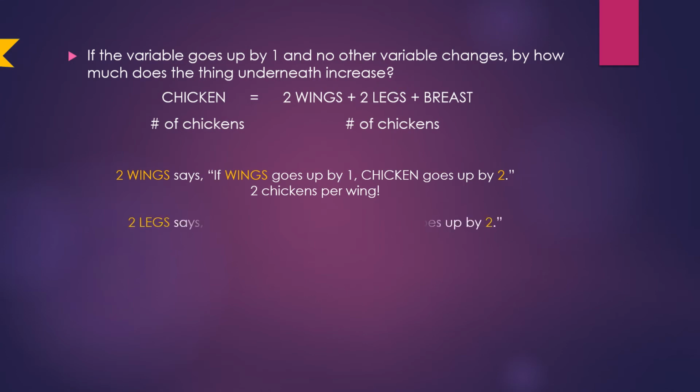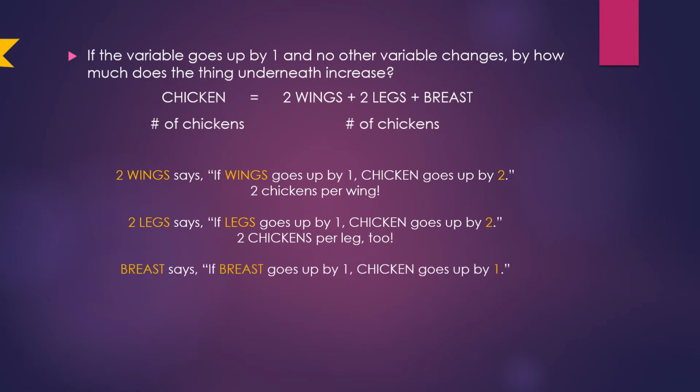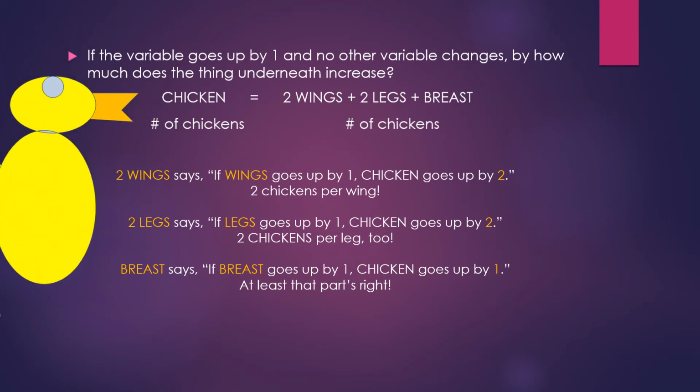We've got the same problem with 2 legs. The coefficient rule says that means that if legs goes up by 1, then the thing underneath, chicken, goes up by 2. Again, apparently every time we've got a leg, we've got 2 more chickens around. Breasts is a little bit different. If breast goes up by 1, the math says that chicken also goes up by 1, and that part at least is correct. But the rest of it's garbage, unless you happen to live in a place where chickens look like this.